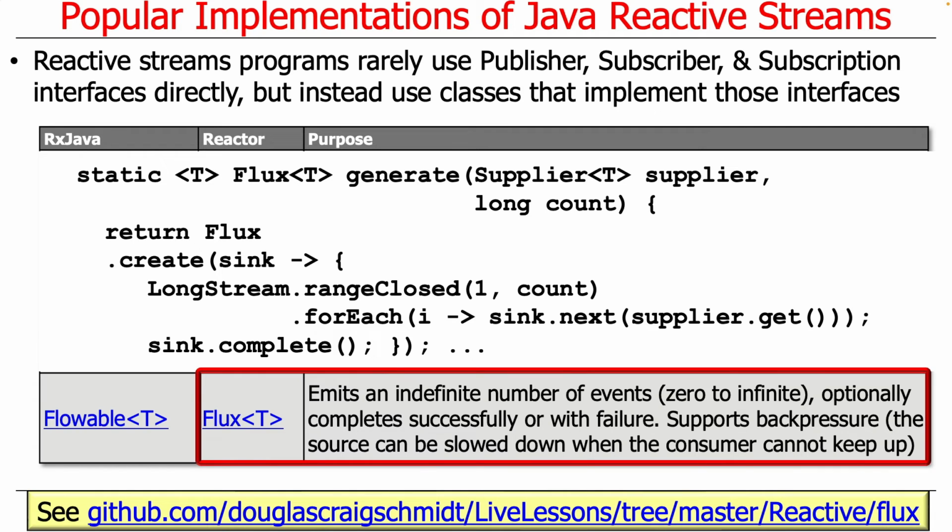And there's a whole slew of examples that we'll talk about here. We'll look at a lot of examples of fluxes. This is one that's going to generate count number of objects that are emitted from a supplier. And we'll talk about this later.